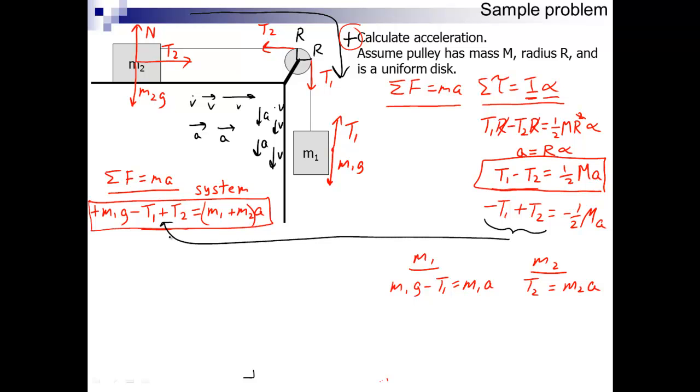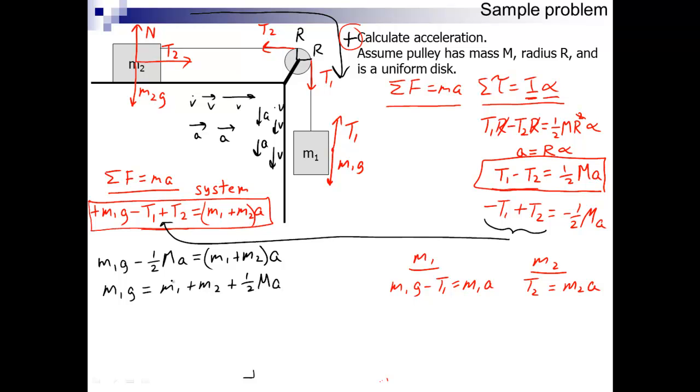So my new equation, after substituting this, I would get M1G and I would have a minus 1/2 MA for my substitution, and that would equal (M1 plus M2) times A. And if I combine like terms on the left hand side, I would have M1G equaling (M1 plus M2 plus 1/2 M) A.